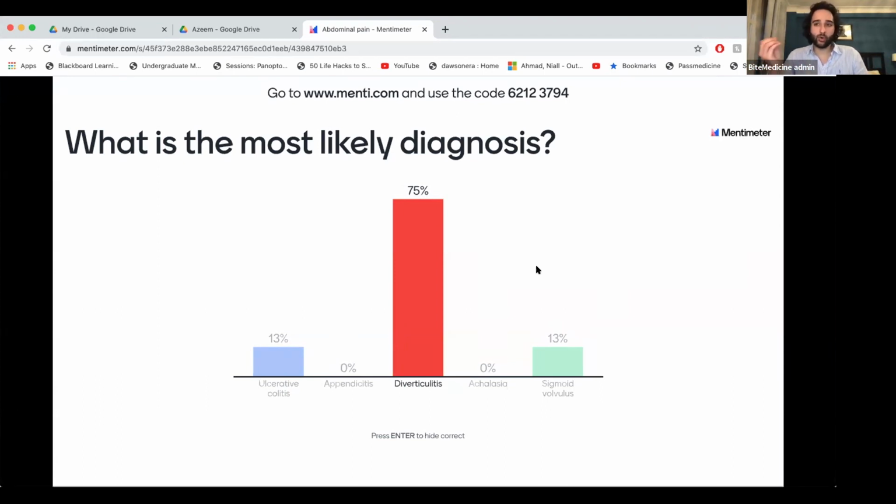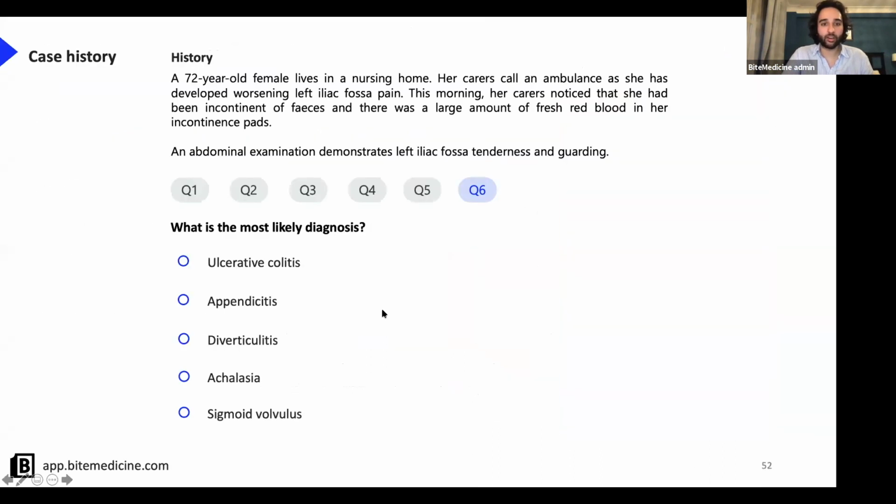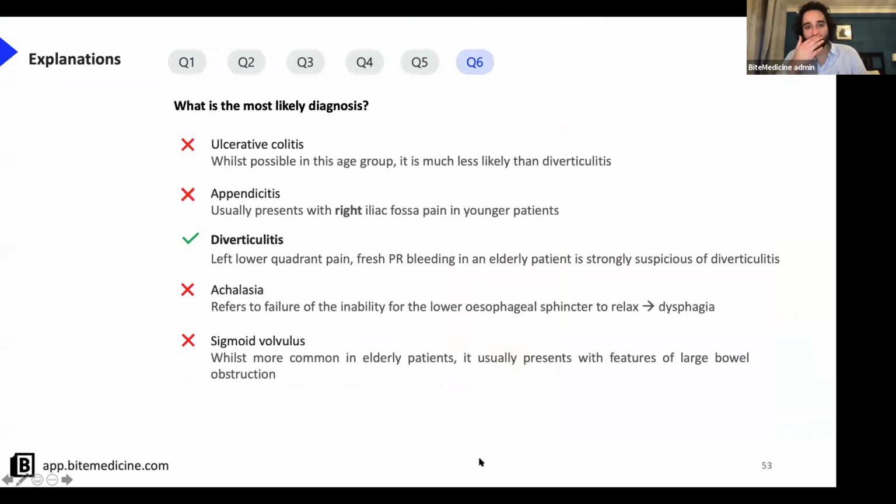But when these small outpouchings of your large bowel, your diverticula, become inflamed or infected, that condition is called diverticulitis. And that can present characteristically with the symptoms that we have described here. So left lower quadrant pain, fresh bleeding in elderly patients. These patients often have fever as well. And this is strongly suspicious of diverticulitis.